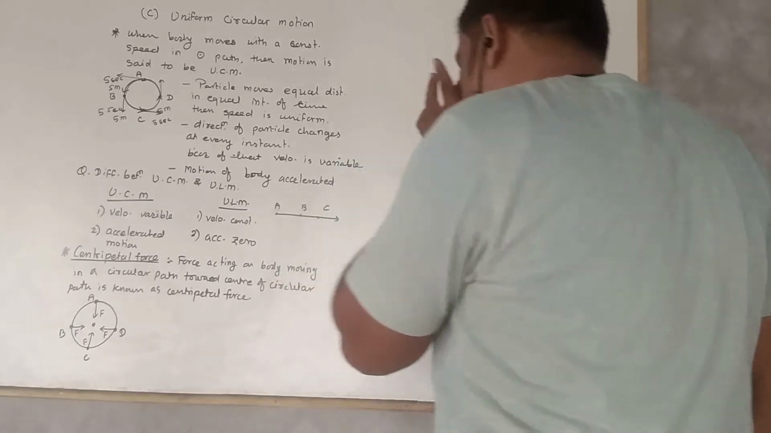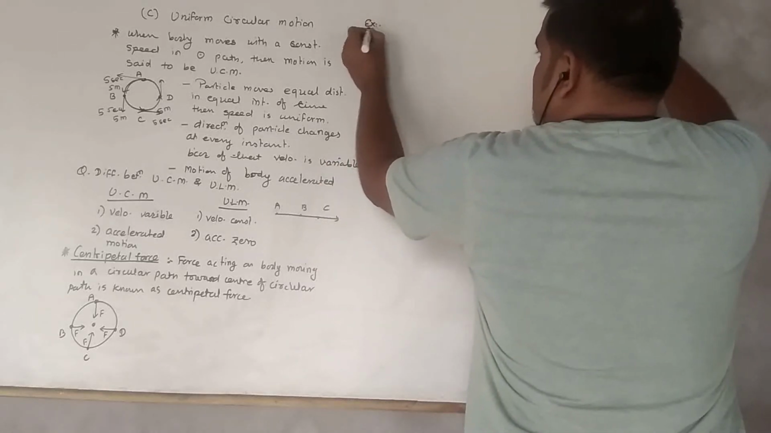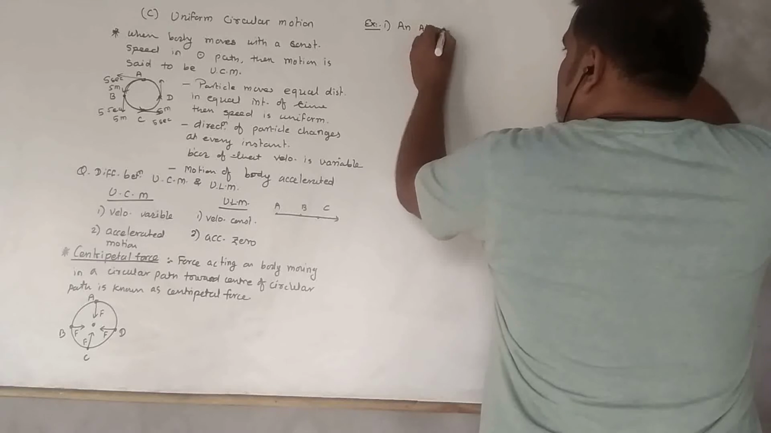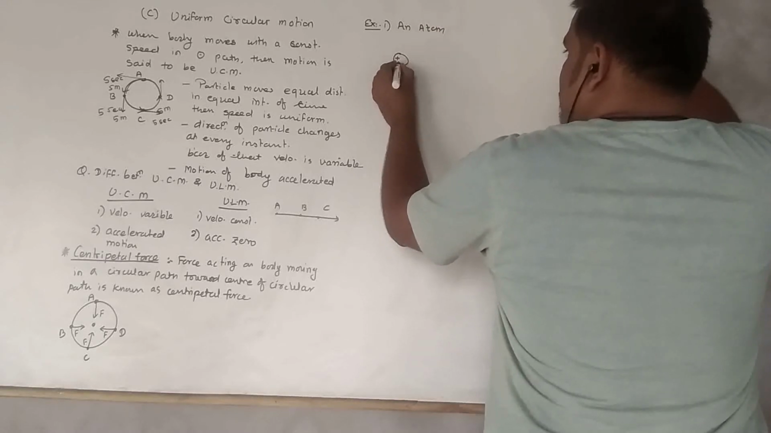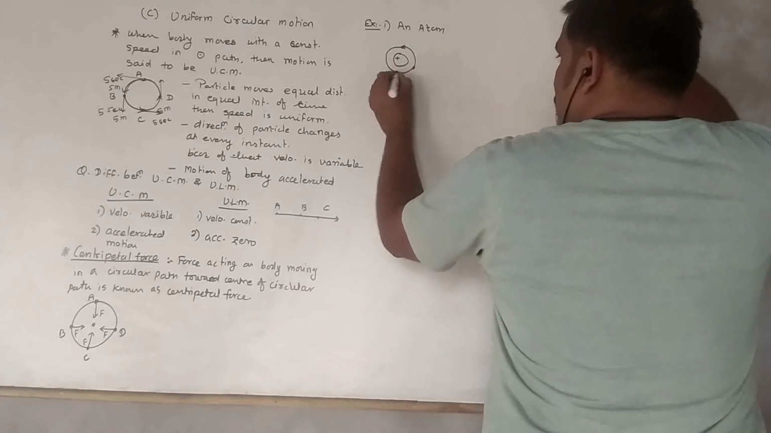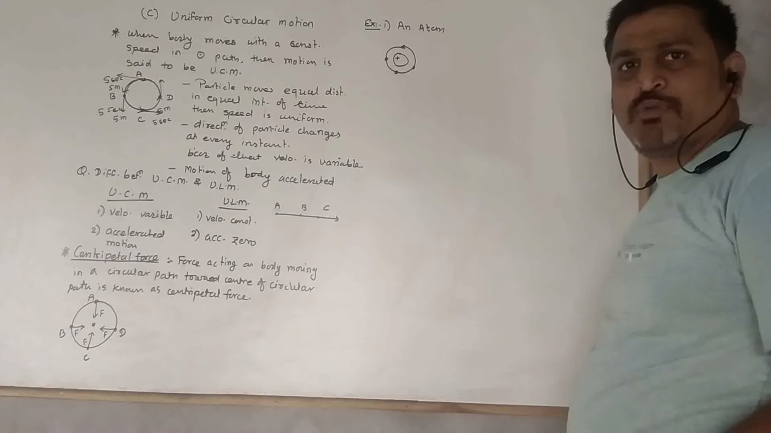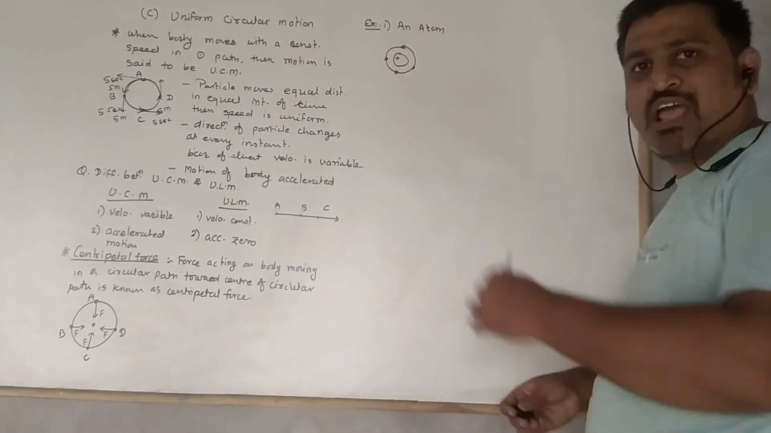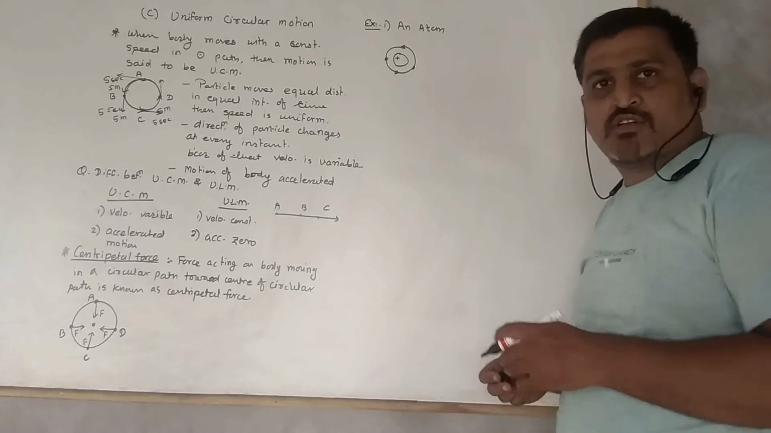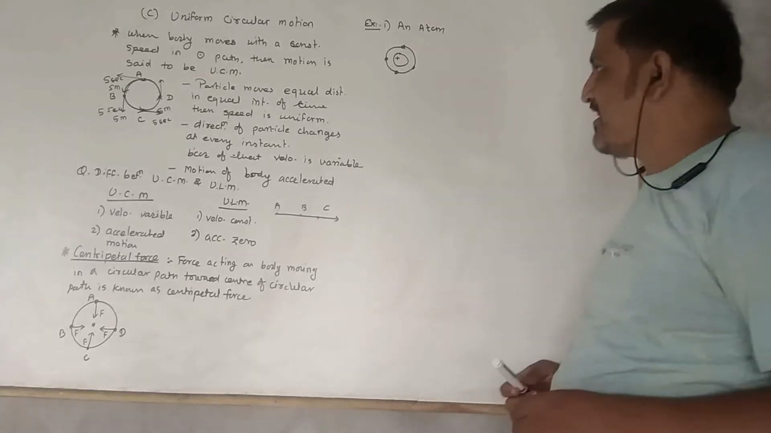Now let's see examples where we find this centripetal force. The first example is an atom. In an atom we can see a centrally placed positively charged nucleus, and around it the electrons are moving in an orbital manner. Actually there is no physical orbit, but the path traced by the electron around the nucleus we can call an orbit, which is invisible. It is not an actual roadway for the electron to move around the nucleus, right?